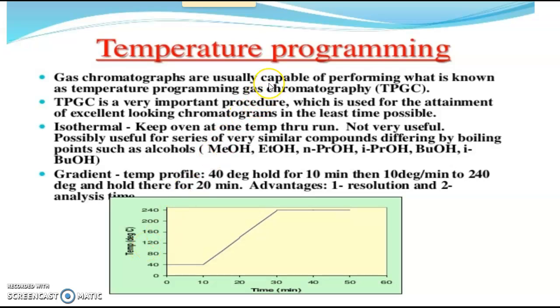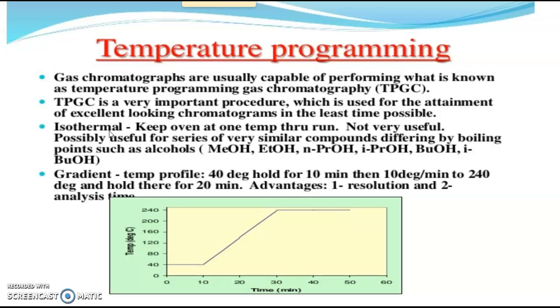Next one is temperature programming. This is very important. In gas chromatography, we usually use temperature programming, which is performed based on a temperature gradient and is known as temperature programming of gas chromatography. This TPGC is a very important procedure used for attaining excellent looking chromatograms in the least time possible. A chromatogram is nothing but the chromatographic results in a graphical representation.